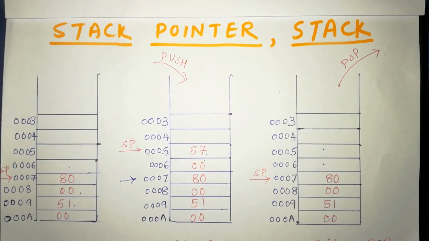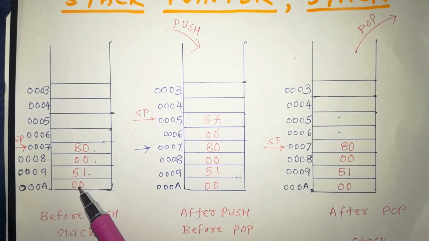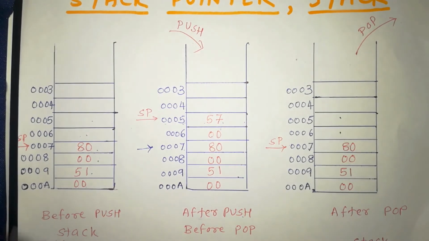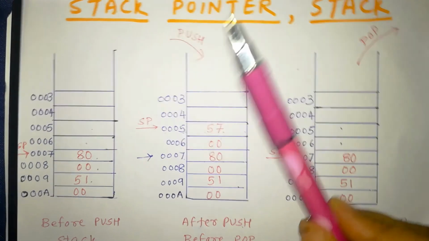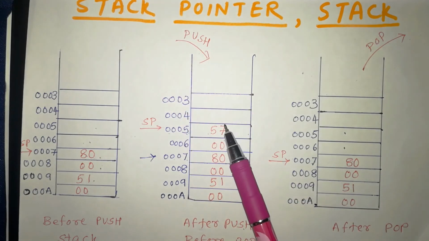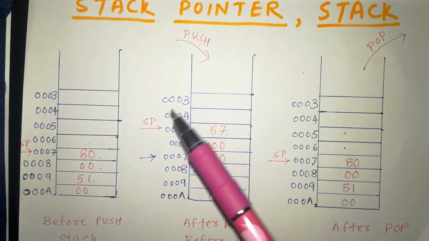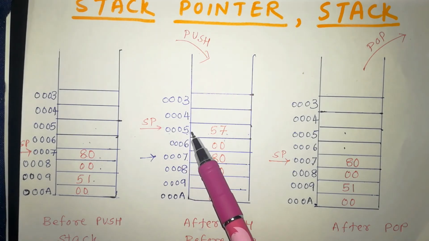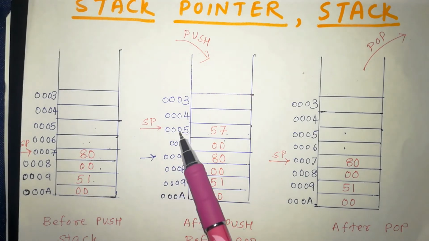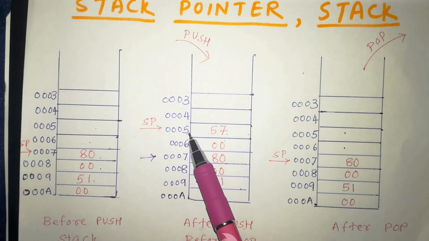Here in the figure you can see the stack before push operation. Before push operation, the elements were 0051, 0080 and stack pointer is at 0007. When you input some element, it pushes the element here, for example, 0057. Here the stack pointer will get at 0005. That means from 0007 to 0005. Though it will go high, it will get decreased by 2.